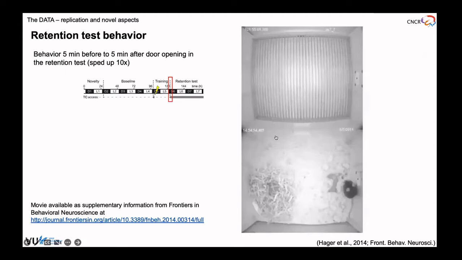Now I will show you a brief movie. It's sped up 10 times. It shows a mouse in the home cage. Before the door opens, it is the phase of the retention test. It's the time before the door opens for 5 minutes, and then 5 minutes when the door is open. And take a look at the behavior of the animal and how its posture is, what it does, and how it changes as soon as the door opens.